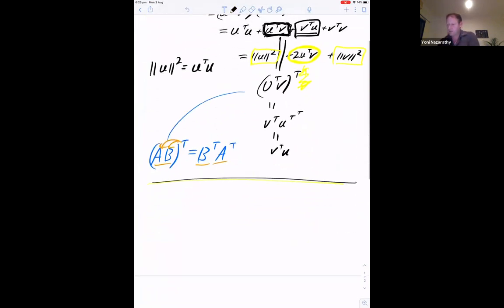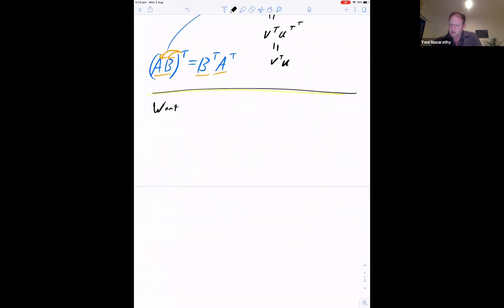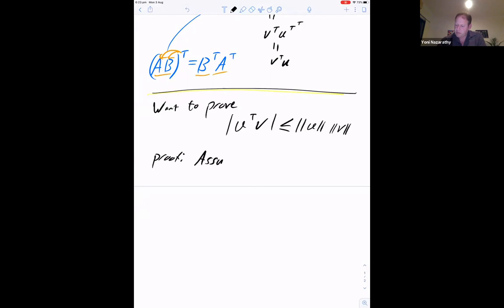And now we want to prove that the absolute value of U transpose V is less than or equal to the norm of U times the norm of V. This dot is not a dot product, okay? It's just the product of two numbers. So the proof is, first of all, assume U not equal to zero and V not equal to zero. How can I assume? I asked you to prove it. Why do you suddenly assume?